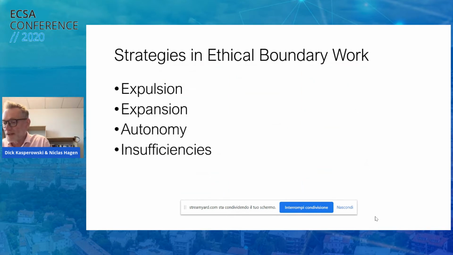As Niclas said, this is a qualitative study, and the content analysis of the ethical boundary work employed by researchers in the field of citizen science resulted in four themes: expulsion, expansion, autonomy, and insufficiencies. I will go through them one by one. Next slide, please.